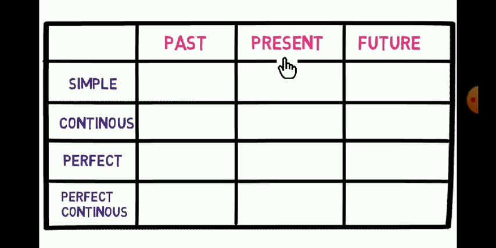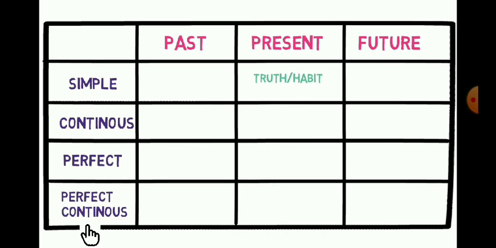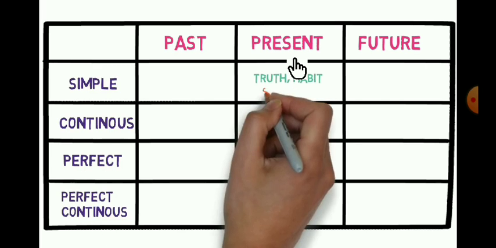Okay, past, present, future are the fathers of simple, continuous, perfect and perfect continuous. Past has 4 children, present has another 4 children, and future also has another 4 children. Okay, now let's discuss the present.